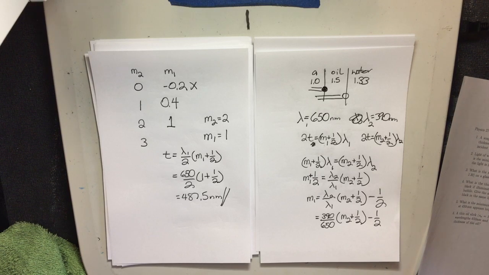So what I had to do is set up a chart where I plug in M2s and see what M1 comes out. The first occasion where M2 and M1 are both integers, I'm solving. I can solve for M1 and then work the other way.